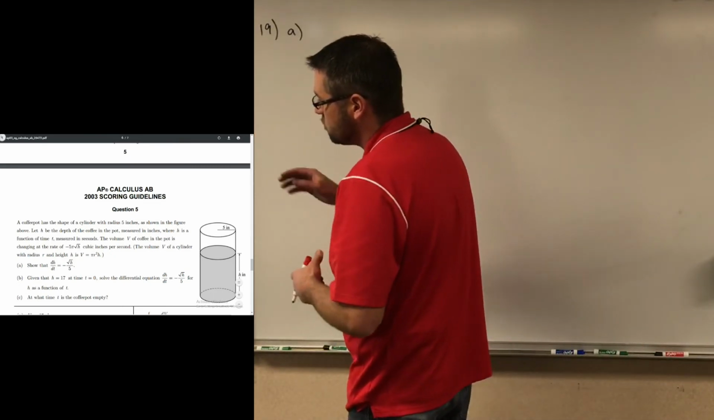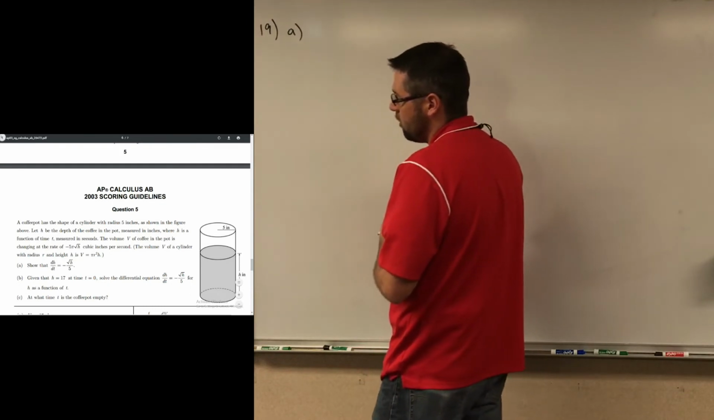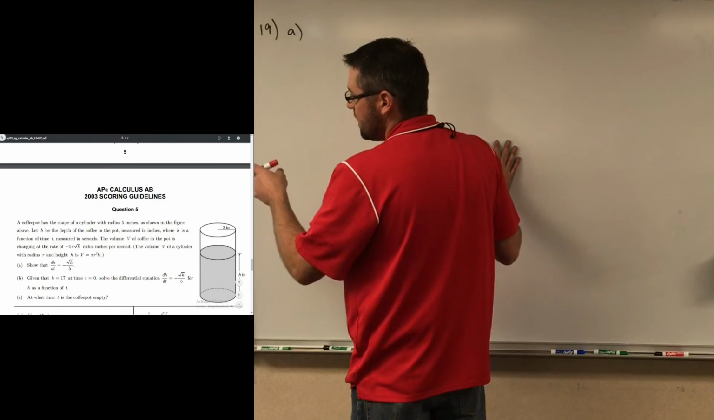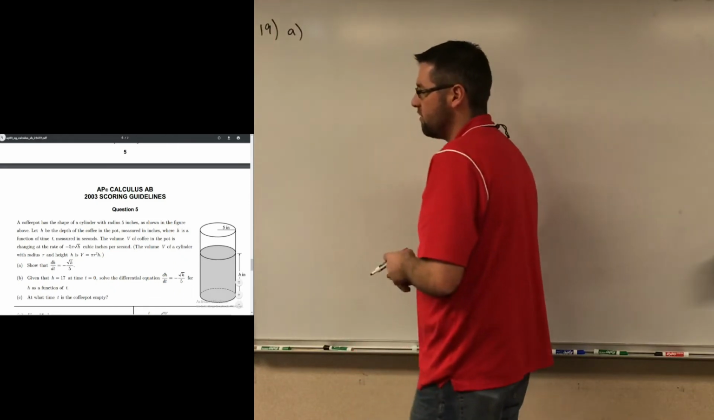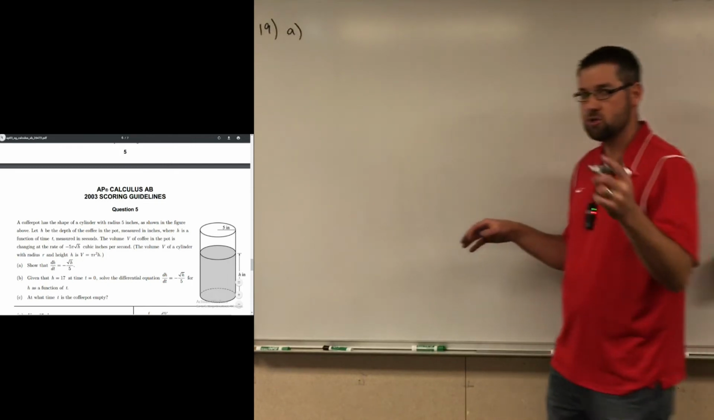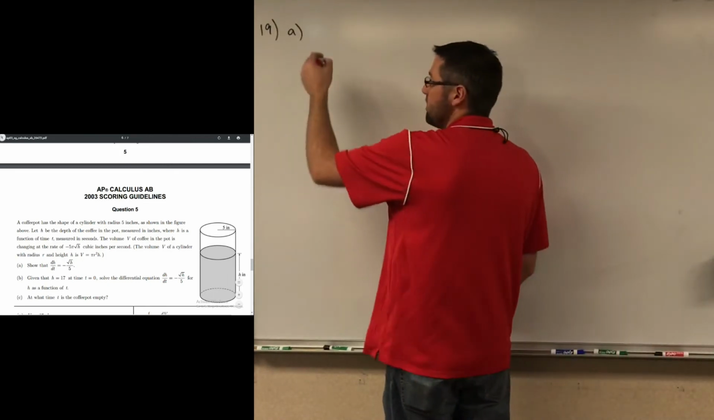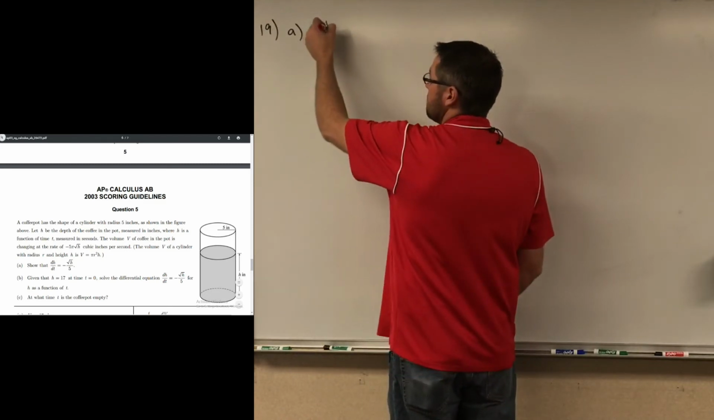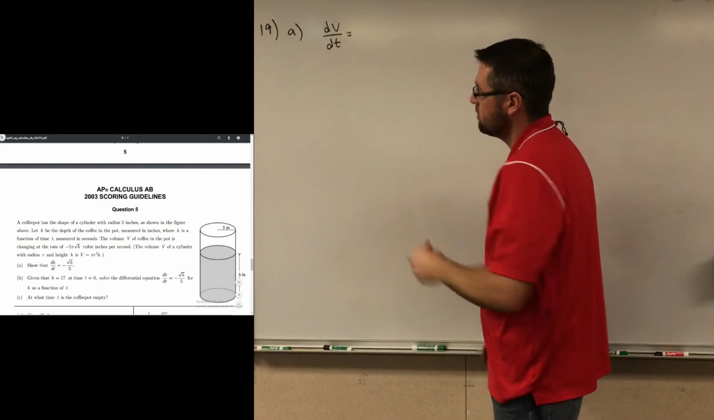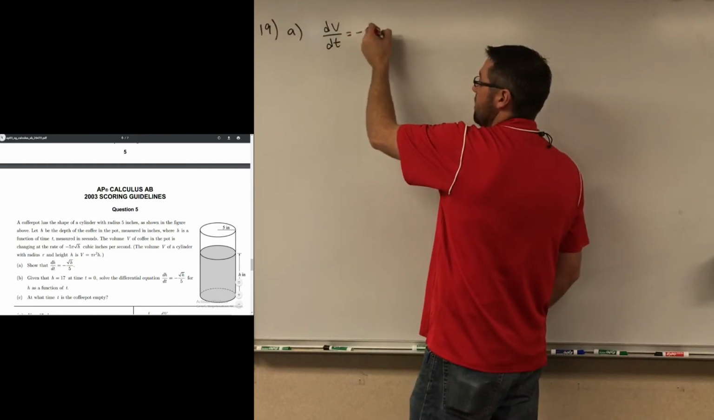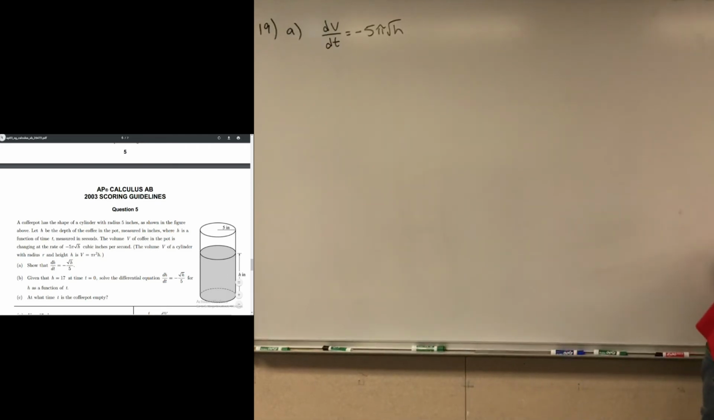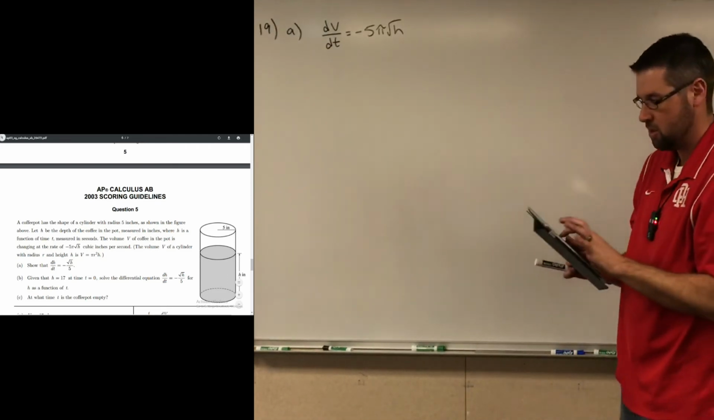Now, it says show that dH dt is negative rad h over 5. Here's what it did tell us. It says that the volume is changing at a rate of negative 5 pi rad h. So what is that? V prime, but let's write it in this notation. dV dt is equal to negative 5 pi rad h. You guys okay with that? It gave us that. We just have to put it in the notation that's helpful.